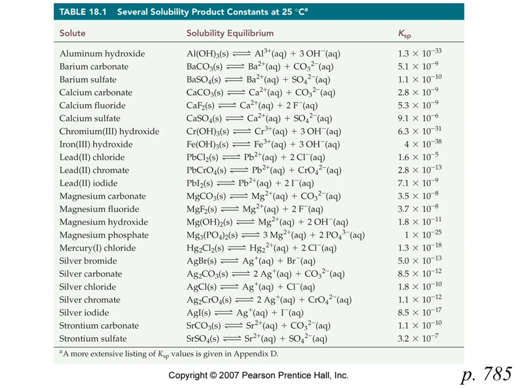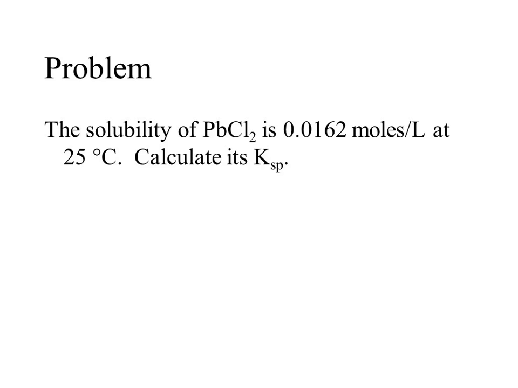These are KSPs. That last column is KSPs. The first column is the salt that's dissolving, and the middle column is the equilibrium for the dissolving process. Okay, so these might come in handy. I have a few of these. I guess I didn't have a few of these. All right.